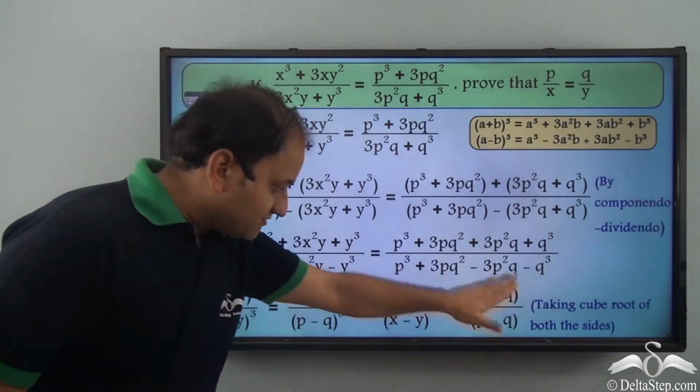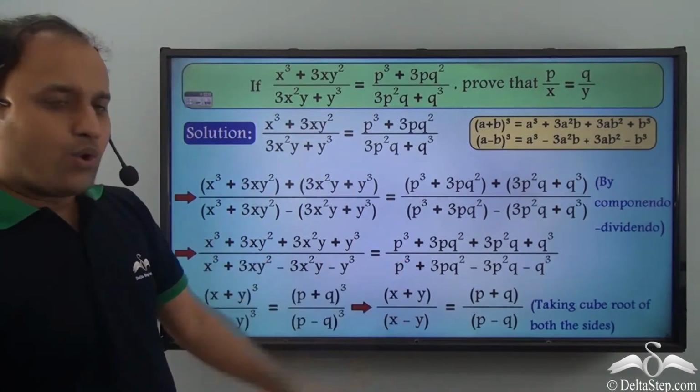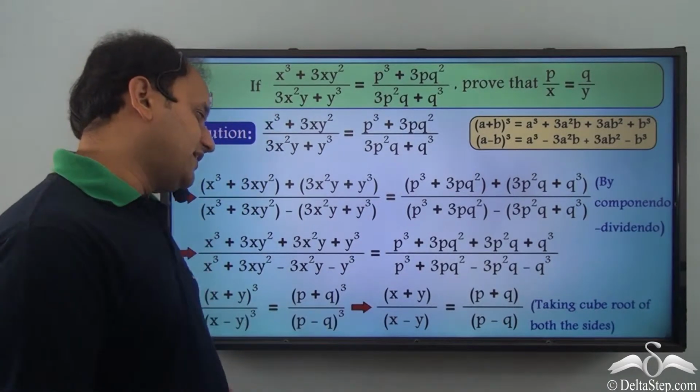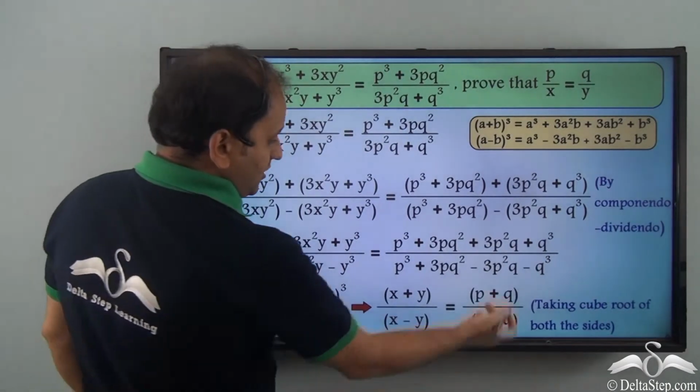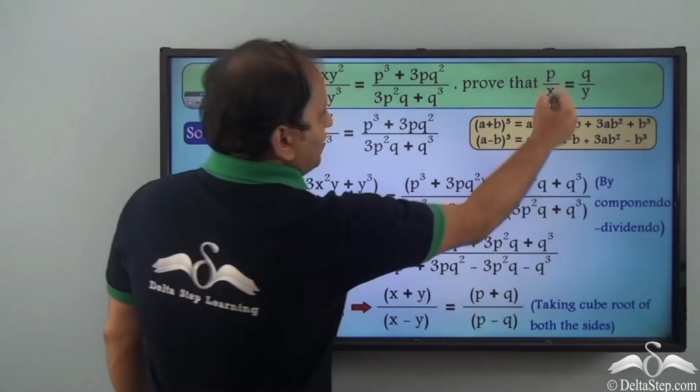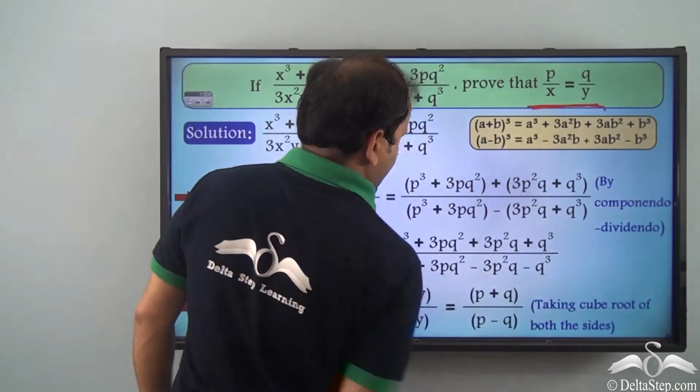But is this the final answer which we need? No, we need to simplify it further. But how can we further simplify it? Well, we have plus q minus q, we have plus y minus y, and we need to have a very simple expression.